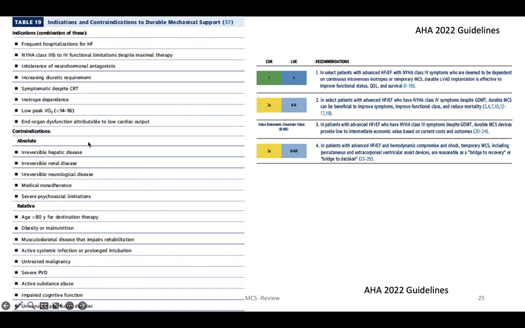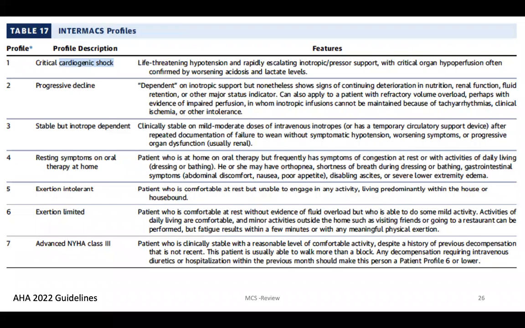And the contraindications: there are absolute ones, if there is an irreversible condition of the patient, severe psychosocial limitation, or medical non-adherence. There are many relative contraindications, and they can vary from center to center. But you just need to have an idea. I really encourage you to know the INTERMACS profiles very well, because what you can have is a description of a patient, and they can ask you, okay, what is the INTERMACS profile of this patient?